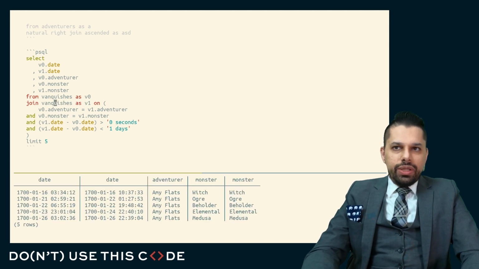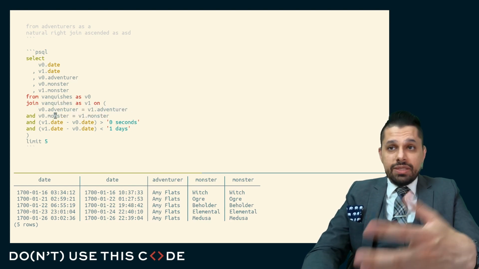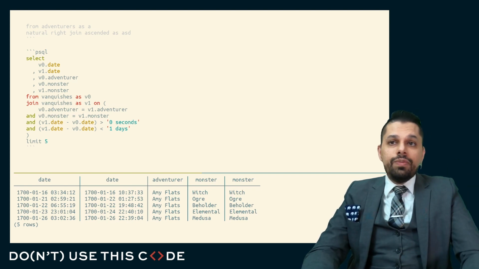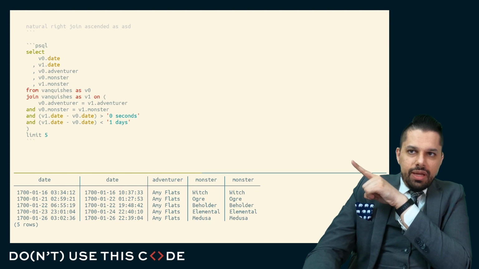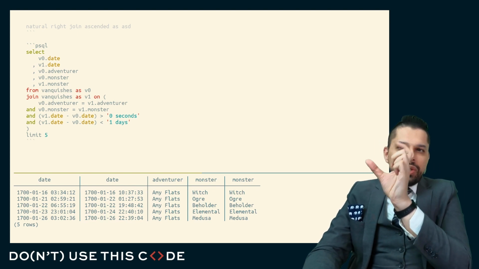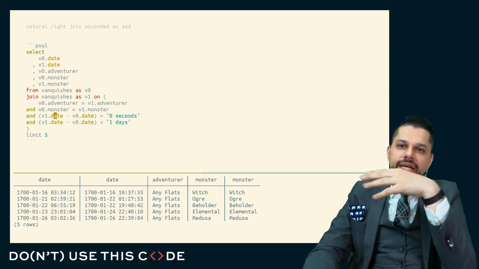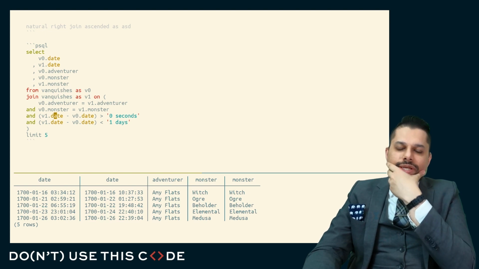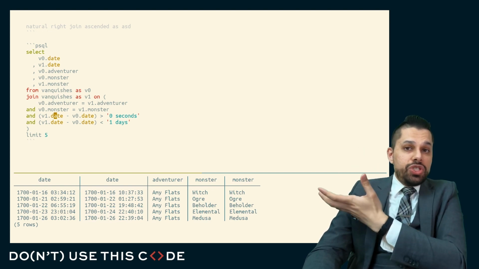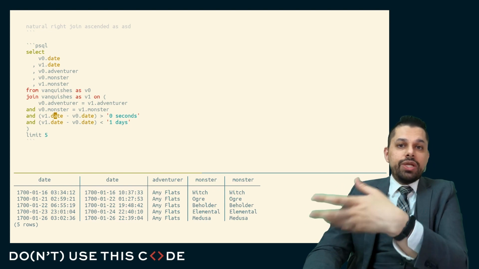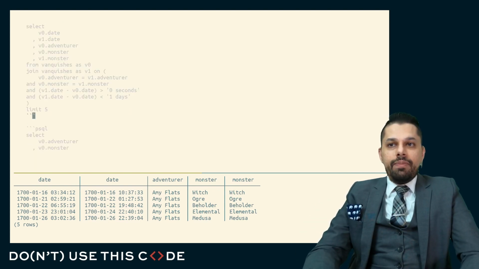Here, I'm going to join this table against itself. And I'm going to join it against itself, matching up the adventurers and the monsters exactly. This is the table of who beat whom, or who defeated whom. And where the first monster that was defeated and the second monster defeated, well, it was somewhere between 0 seconds and 1 day. So this here gives me all of the places where each adventurer defeated the same monster within 1 day. They defeated 2 witches in 1 day, 2 ogres in 1 day, 2 beholders in 1 day, 2 elementals in 1 day, 2 medusae in 1 day.